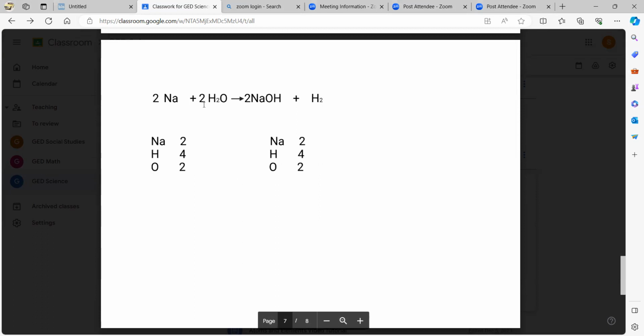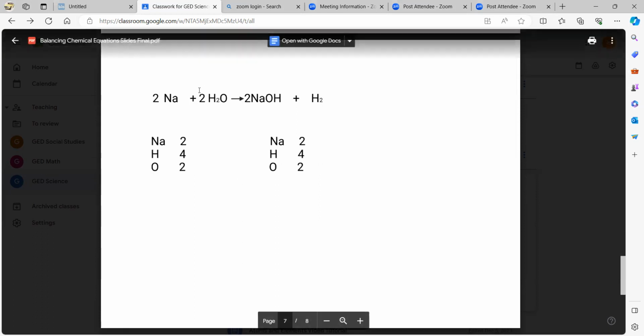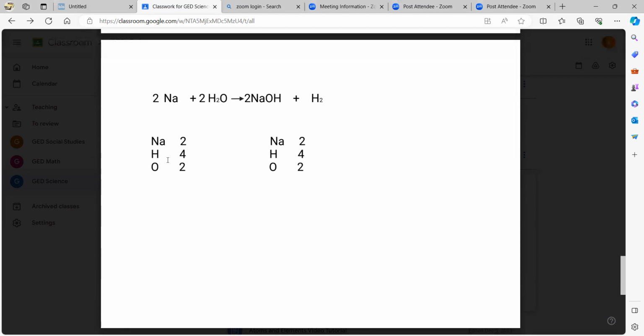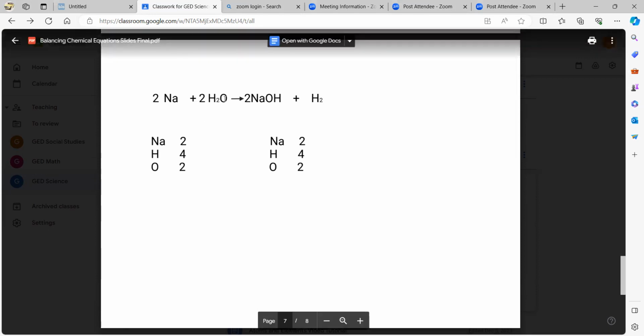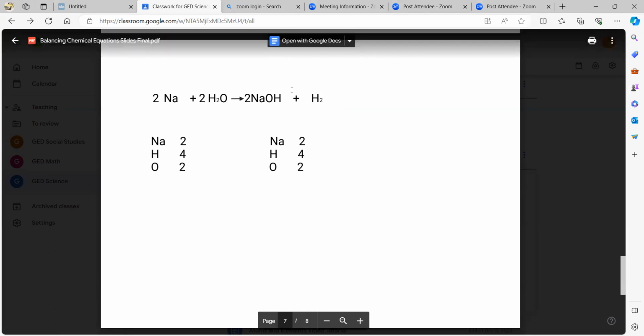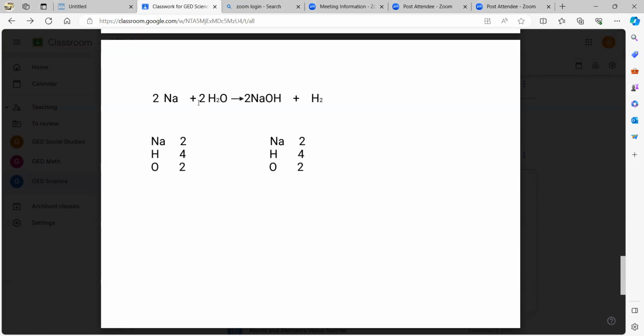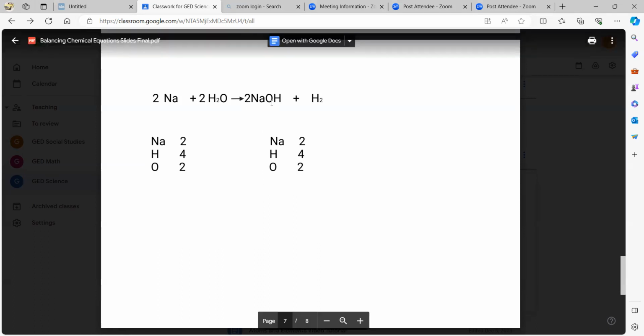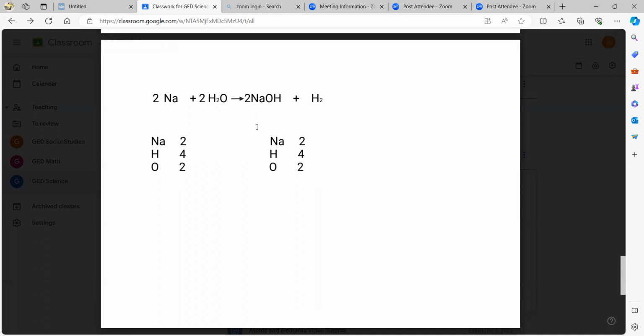All right, so we put a 2 coefficient here, and that applies to everything in this molecule. 2 times 2 is 4. That means there's 4 hydrogens. 2 times 1 is 2. That means there are 2 oxygens. So I still haven't figured out my hydrogens because I have 4 here, and now I only have 3 over here. And by putting this 2 here, it messed up my oxygens because now I have 2 oxygens here, and before I put this here, I only had 1 oxygen. So how can I fix this?